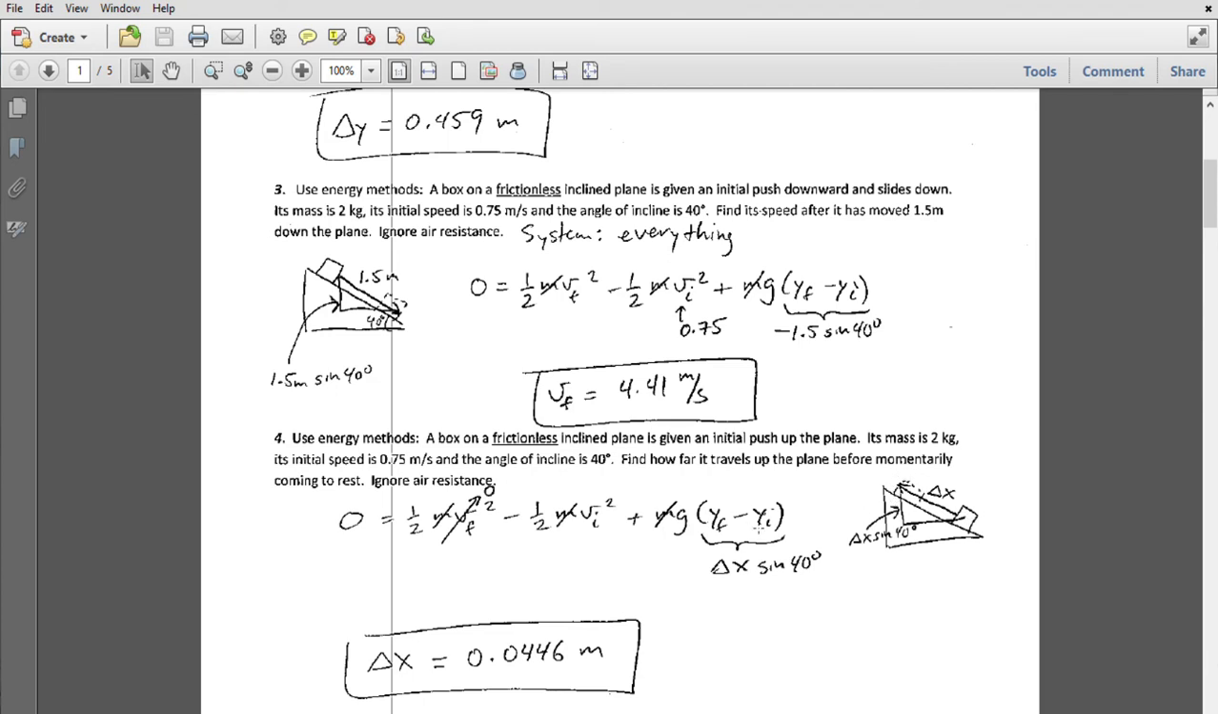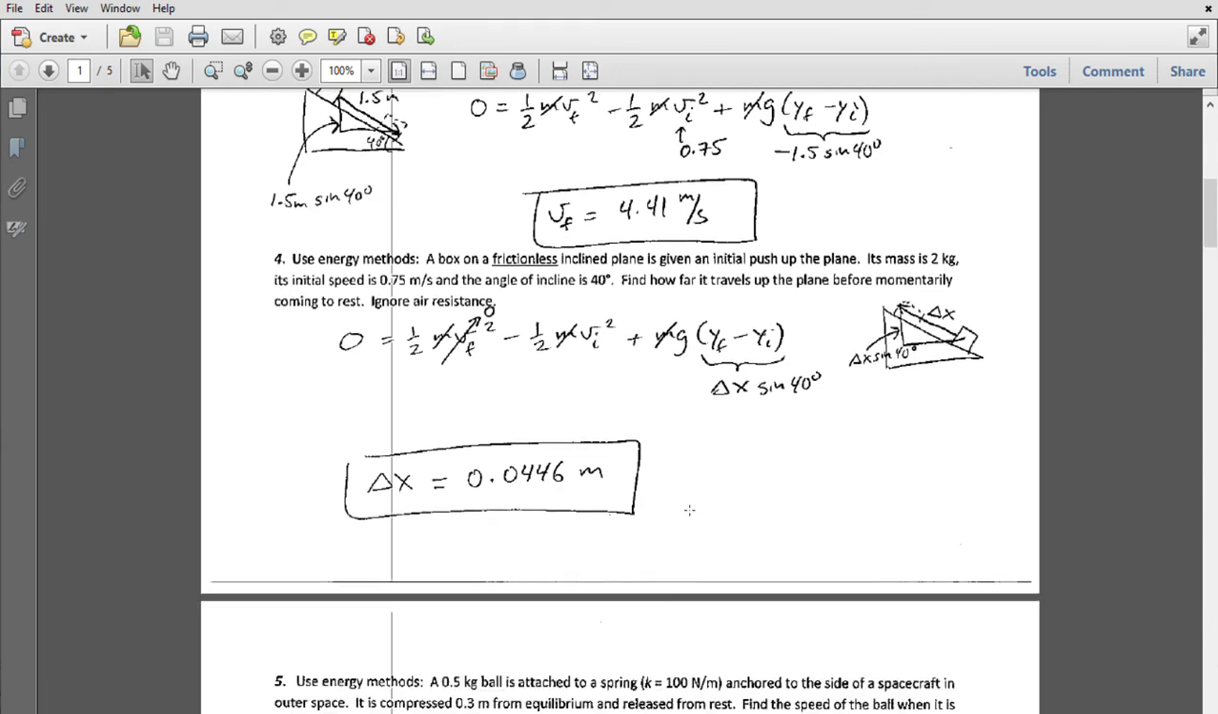Or you could say, in terms of the hypotenuse, the vertical side is delta x times the sine of 40 degrees. So I could just plug that in right away and then say, it's delta x that I'm after. That's how far it moves up the plane direction. Solve for it.